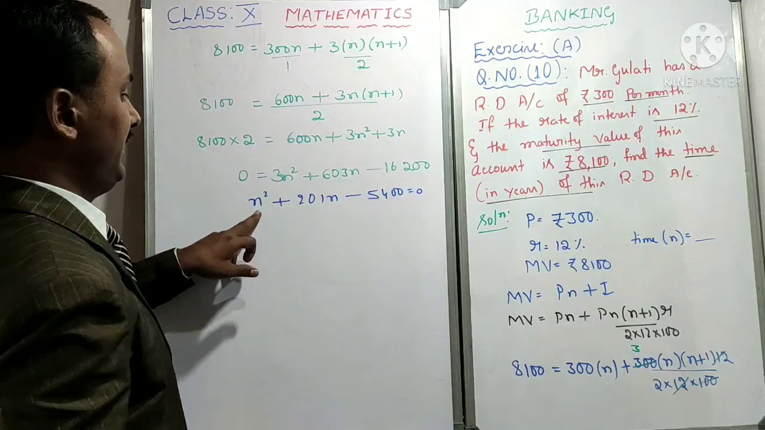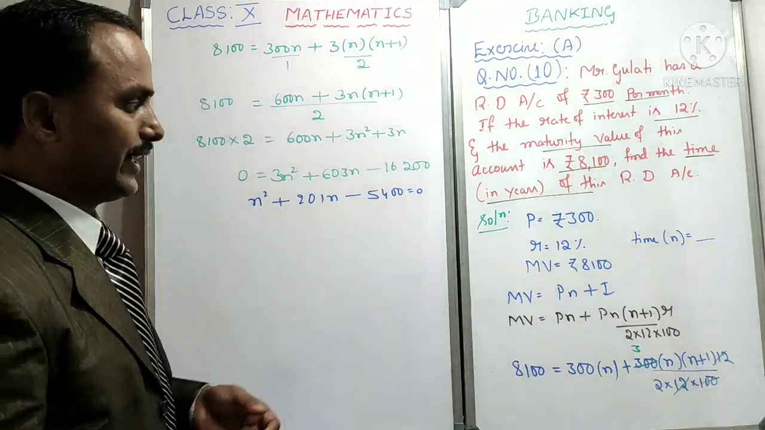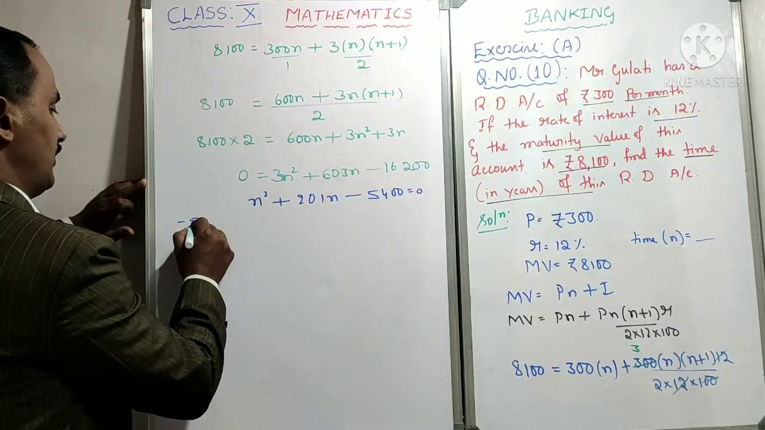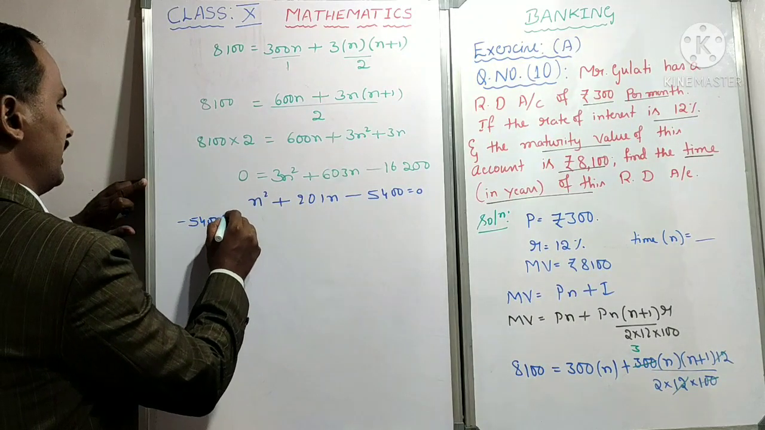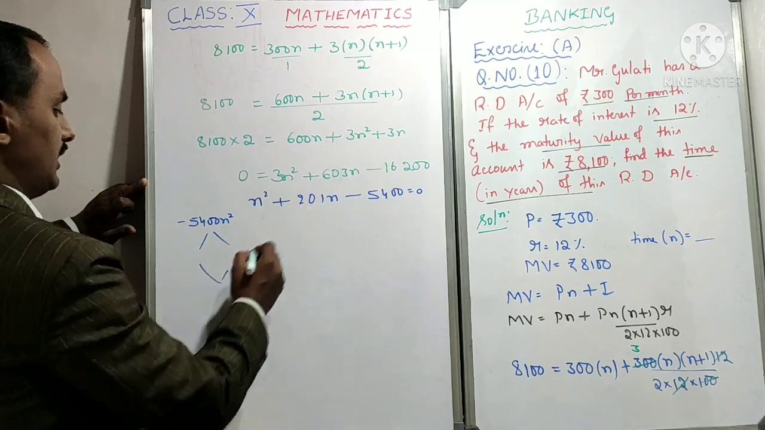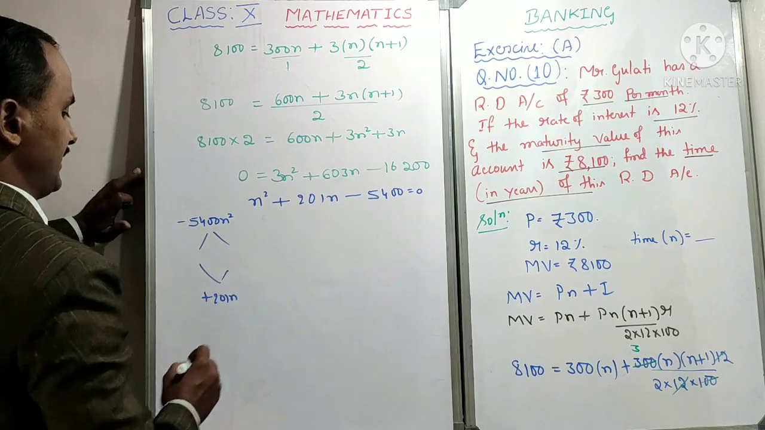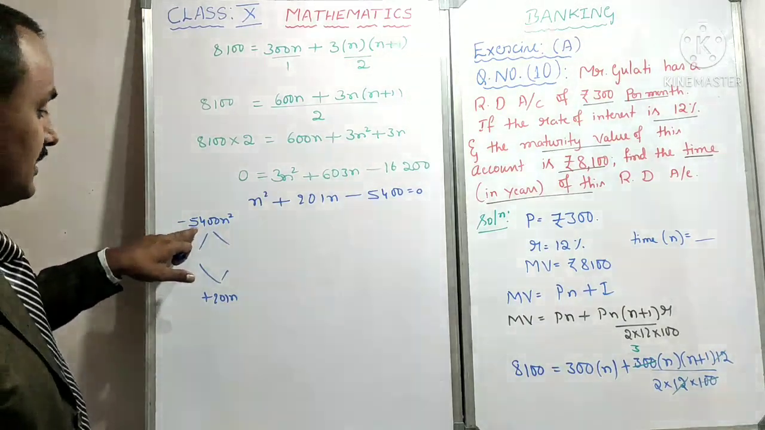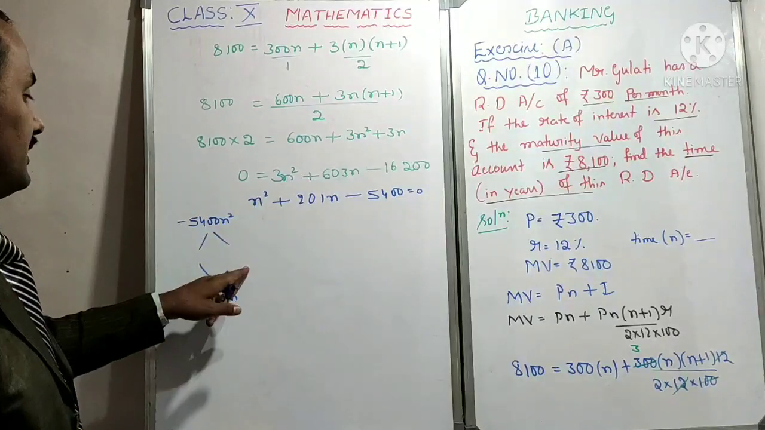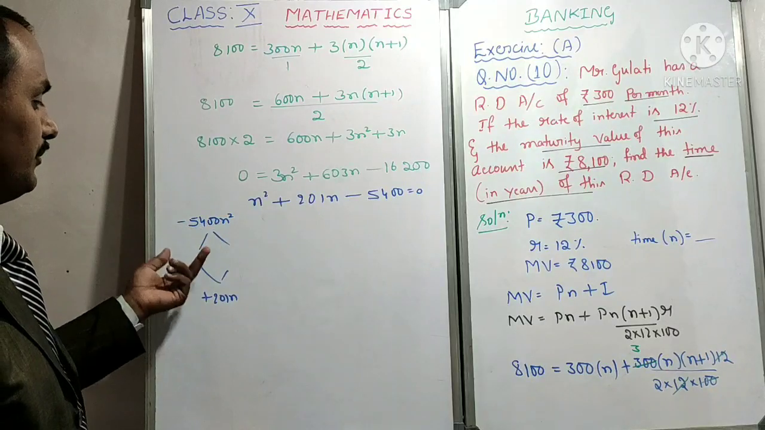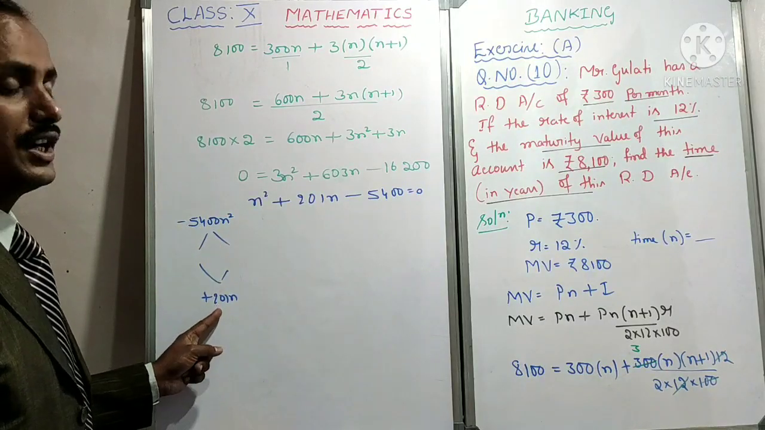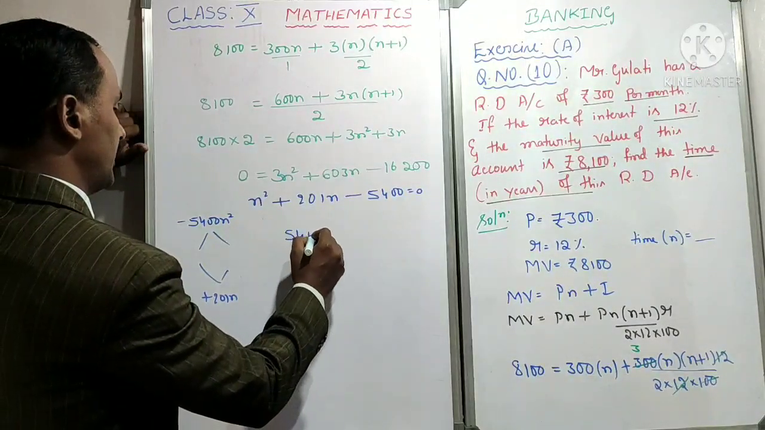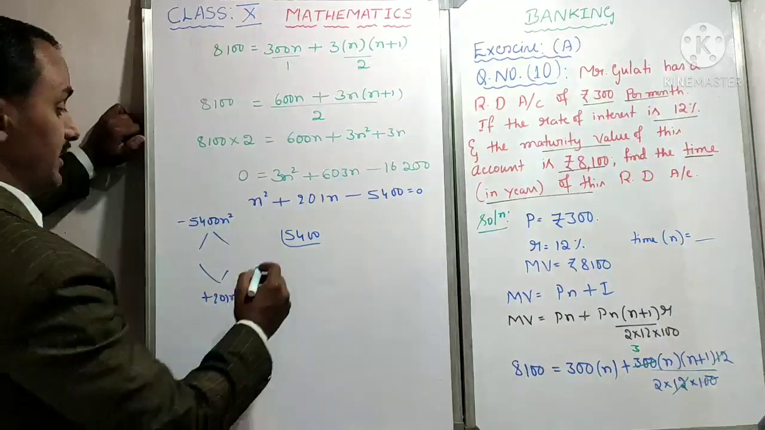Now, see here, n square. Now how do you do factorization? First term and last term product, what will come? Minus 5,400 n square. Splitting the middle term, it is plus 201n. Now, for this numerical coefficient, two factors whose product is 5,400 will come, and the two factors' addition or subtraction is 201. How do you find that? I will show. 5,400, going to prime factorization.